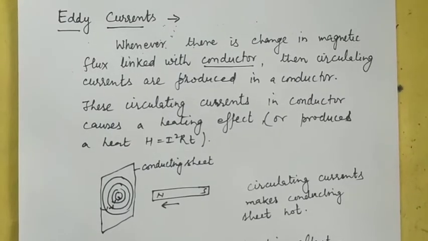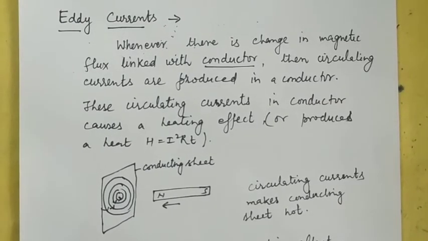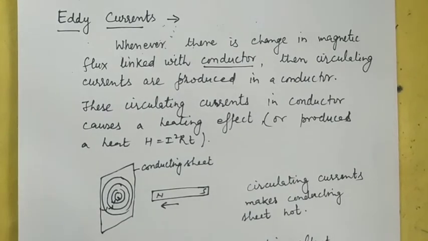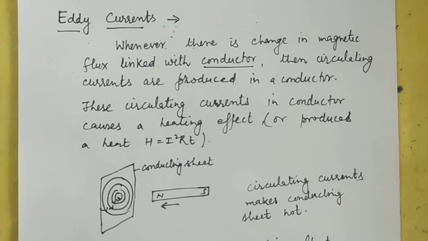In this video, we will discuss eddy currents. According to Faraday's law, whenever there is a change in magnetic flux, an induced EMF is produced. The induced current is produced. Now, what happens when there is a change in magnetic flux linked with a conductor?